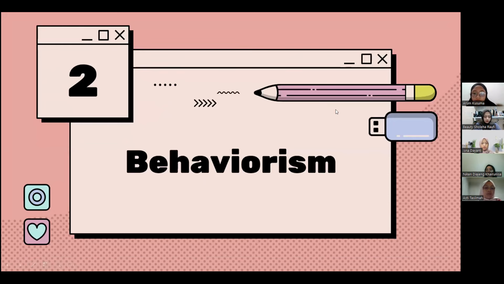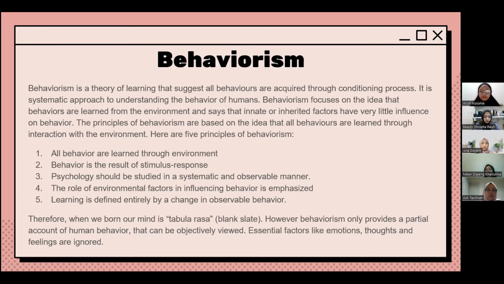Okay, thank you, Arum. The next discussion is about behaviorism. So behaviorism is a theory of learning that suggests all behaviors are acquired through the conditioning process. It is a systematic approach to understanding the behavior of humans. Behaviorism focuses on the idea that behaviors are learned from the environment and says that innate or inherited factors have very little influence on behavior.